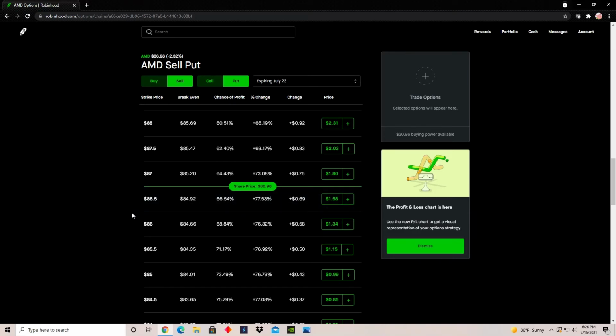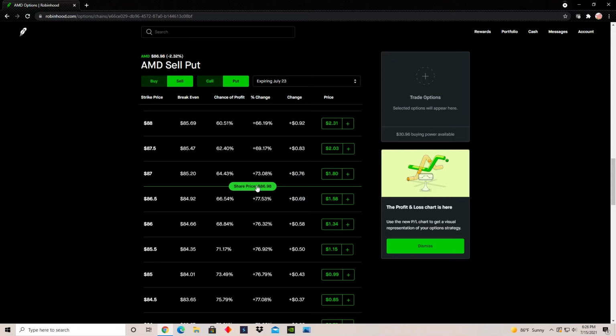And so essentially what you would do is, instead of just buying 100 shares of the company without getting paid to do it, you could sell a put for AMD, and you would essentially get paid to buy 100 shares of AMD. So you would get paid the $158.